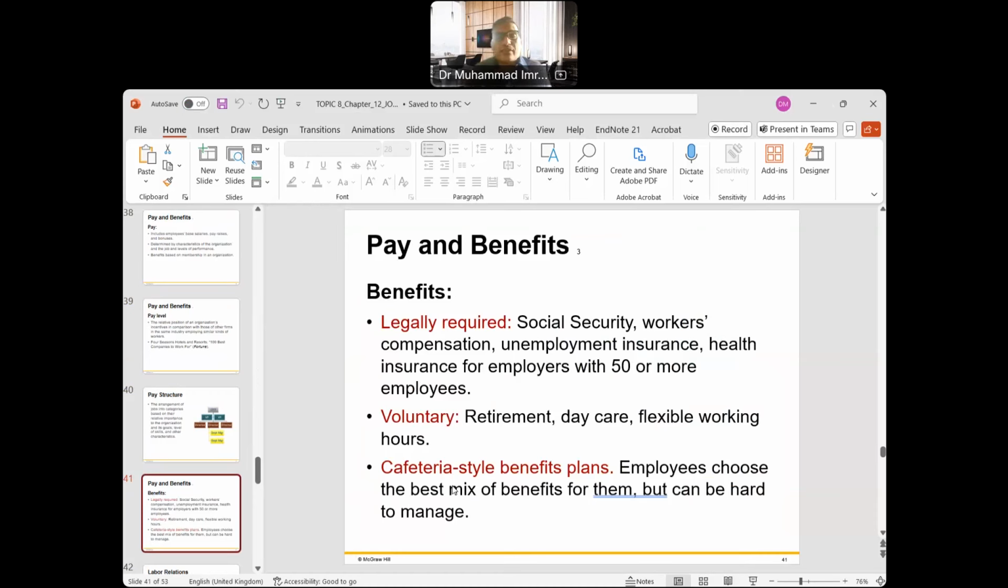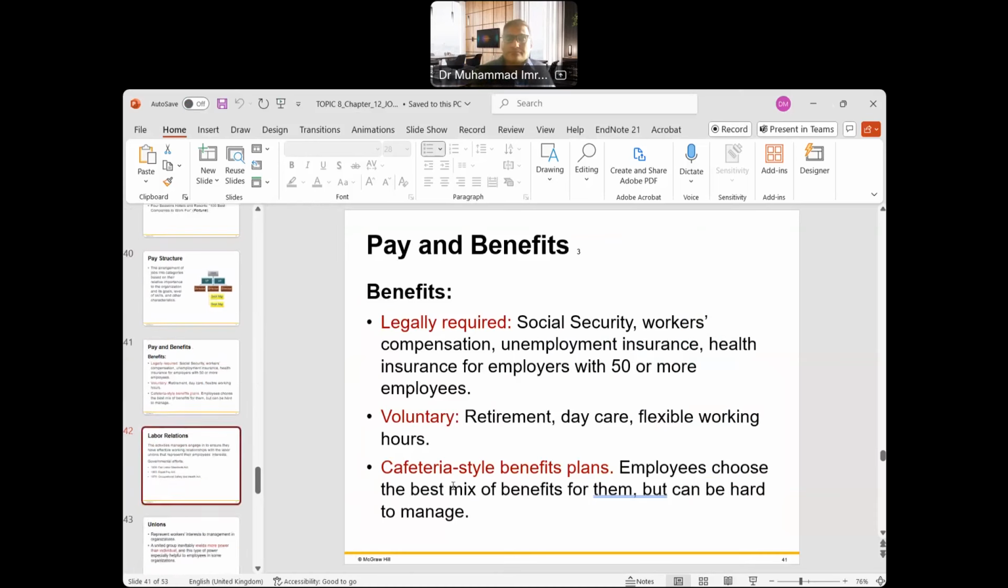Cafeteria style benefits also, food, grocery. Employees choose the best mix of benefits for them, but it can be hard to manage. But we give them this facility. They can choose some benefits on their wish as well.